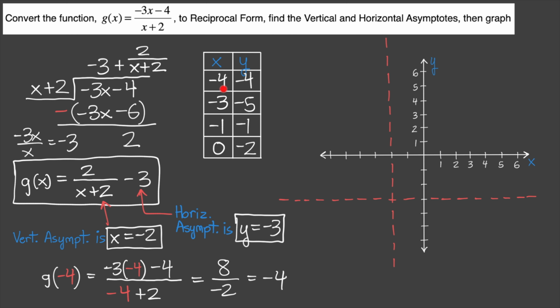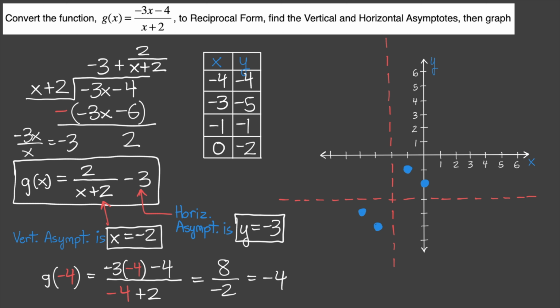So the first one's -4, -4, so we go left 4, down 4, which is right there. So we're going to graph that in blue. Next point is -3, -5. So left 3 and then down 5, which takes us right here. Okay, next point, -1, -1. So left 1, down 1, it's right there. And then 0, -2. So we go right 0 and then down 2, which is right there. So that happens to be the y-intercept.